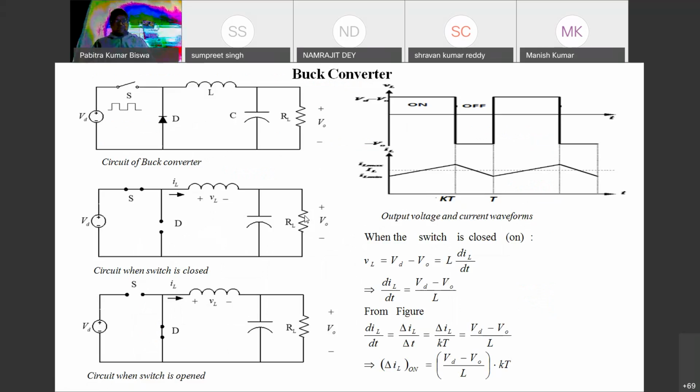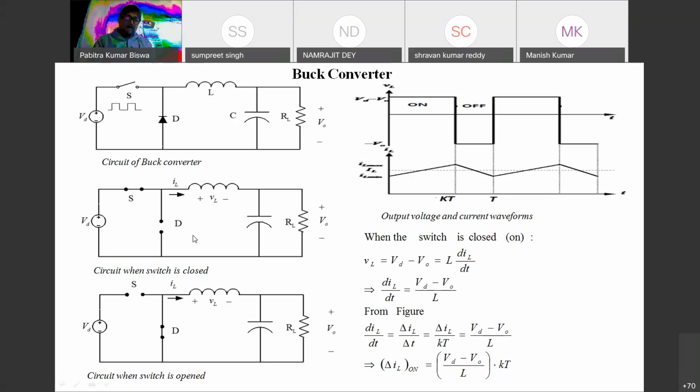I am discussing the buck converter. In a buck converter, the output voltage will be less than the input voltage. This type of DC to DC converter is mainly used for speed control of DC motors. So when we consider the buck converter, the output voltage will always be less, due to the changing of turn on and turn off conditions, which I will discuss.